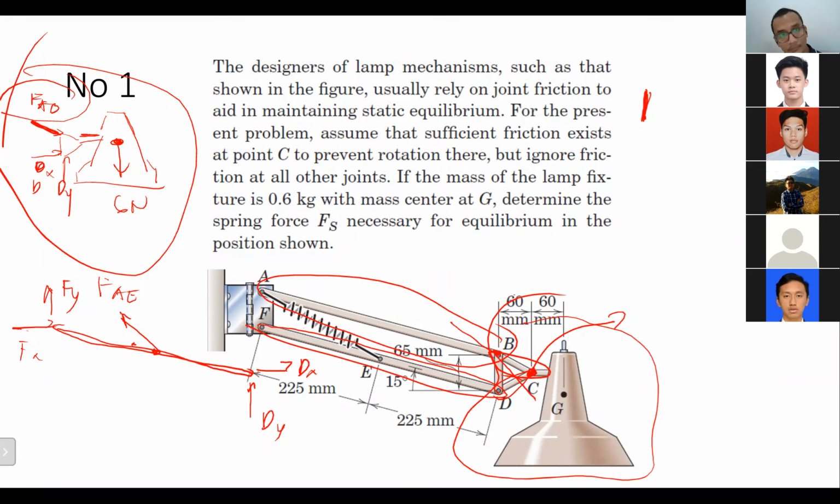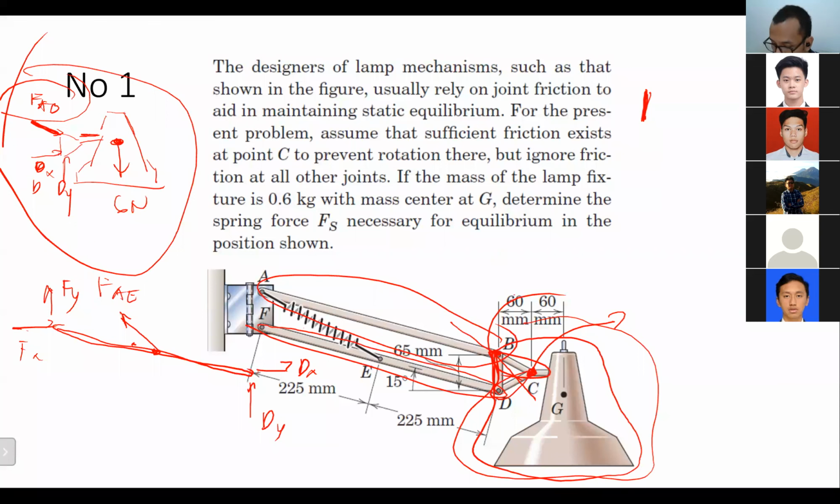Yes. Point C, we include it in the system. So the system consists of all of this. Point C is inside of the system. That's why you don't have to put a point C force at point C there. I see. Okay, sir.